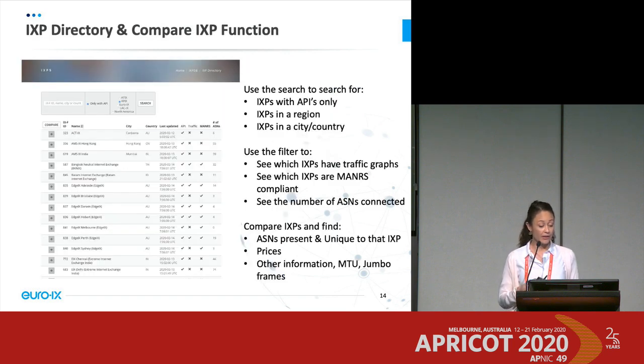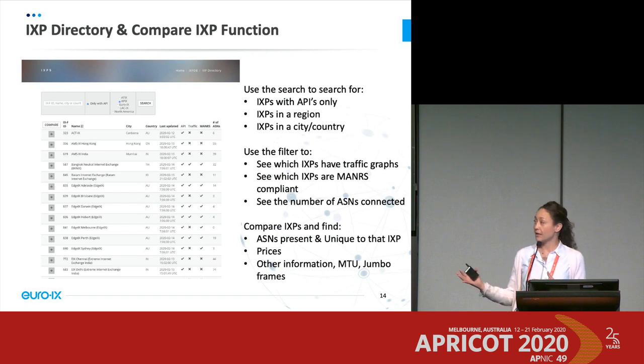So the IXP directory, one neat function it has now is that it has compare functions. So in this case, for example, you can compare various IXPs. You can filter and do searches on IXPs in a particular region or a particular city or country. You can also see what IXPs are MANRS compliant, for example. MANRS is an initiative to support routing security. And you can also see the number of AS numbers connected. But then you can also do interesting searches and look at AS numbers that are present at two different IXPs, for example. Or you can look at what AS numbers are unique at a particular IXP.